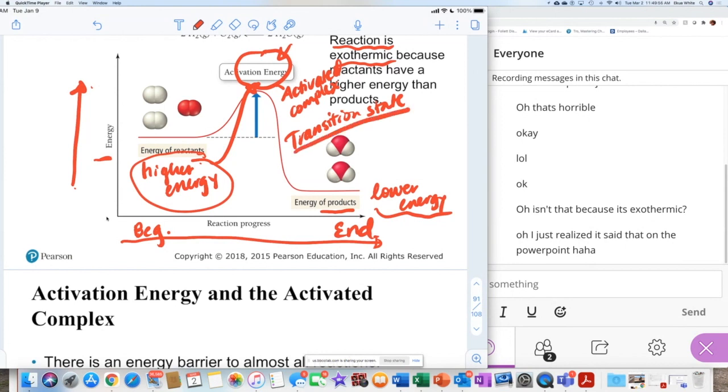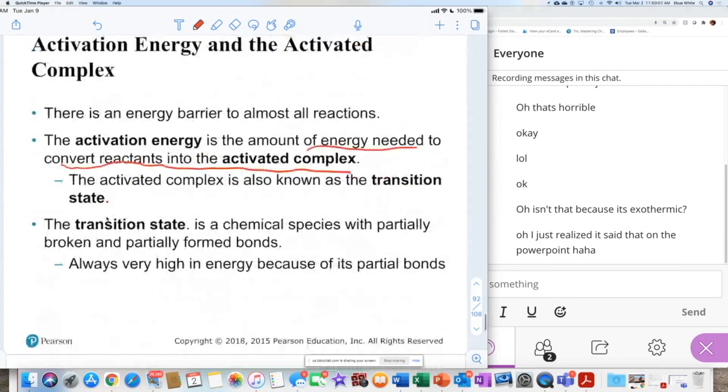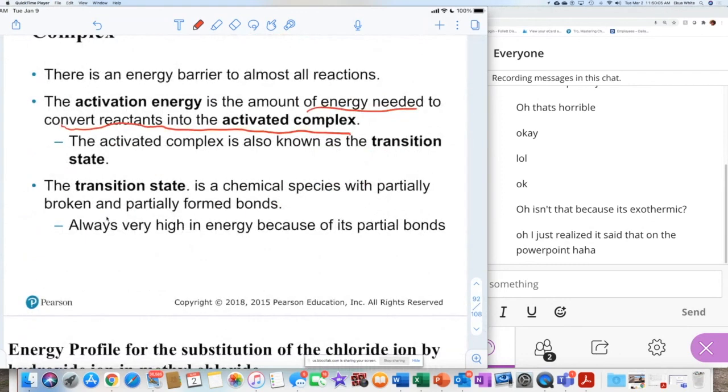So they're called transition state or activated complex. They tend to have the highest energy possible. We're told here, to give us more information about what the chemicals look like when they're in that heightened energy state, the transition state is a chemical species with partially broken and partially formed bonds. So it's kind of like a snapshot.